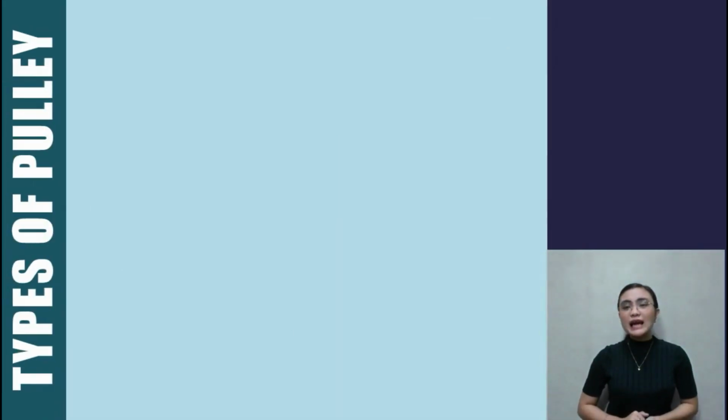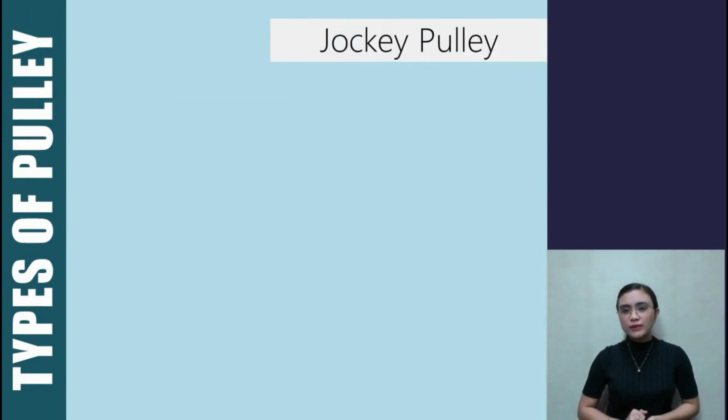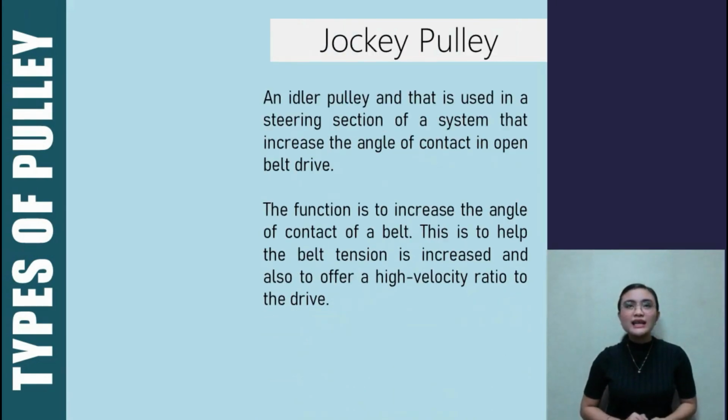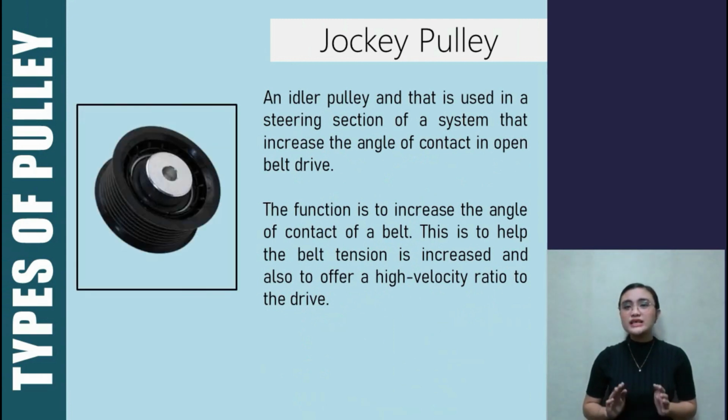The fifth type of pulley is known as a jockey pulley. It is an idler pulley that is used in the steering section of the system that increases the angle of contact in an open belt. So it is mounted near the smaller pulley of the two pulleys and is placed on the slack side, meaning the loose side of the belt. The function of this pulley is to increase the angle of contact of the belt. This also helps increase tension of the belt and also offers a high velocity ratio of the drive.